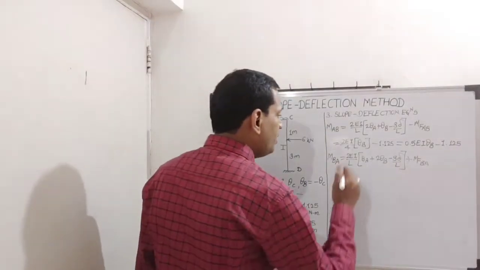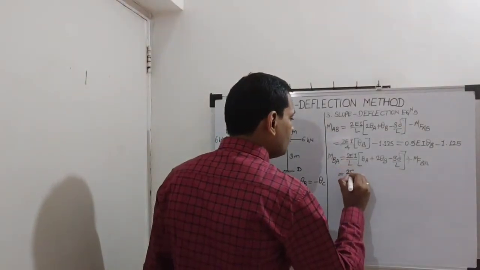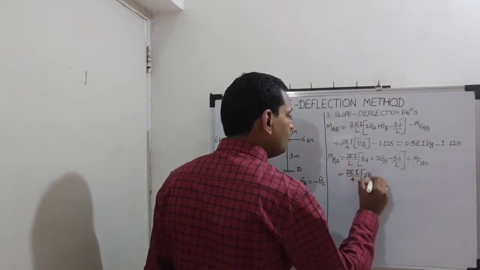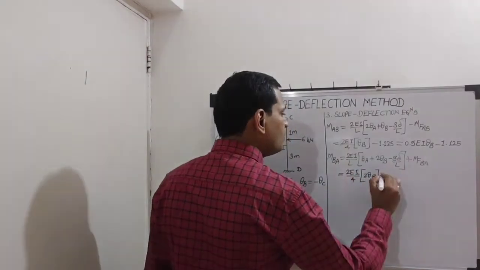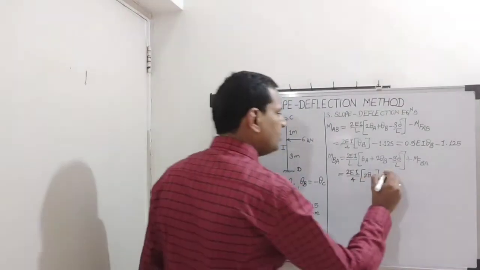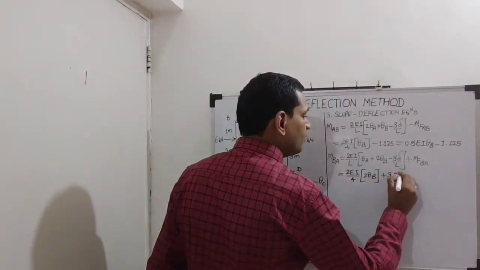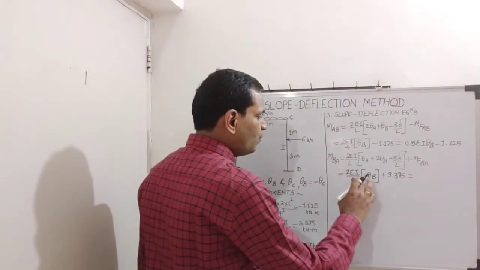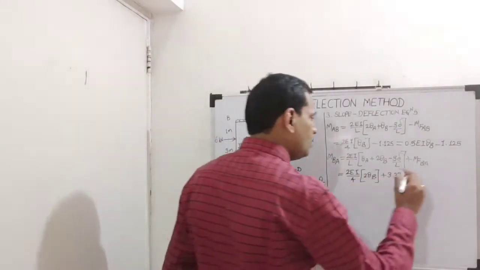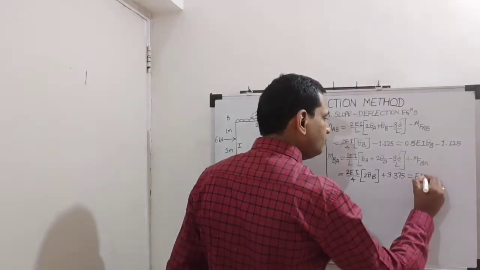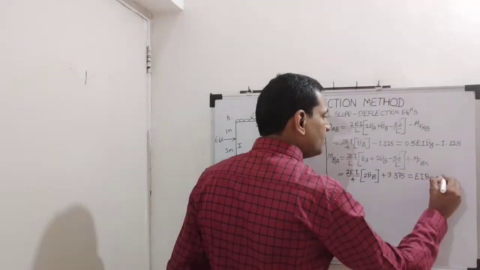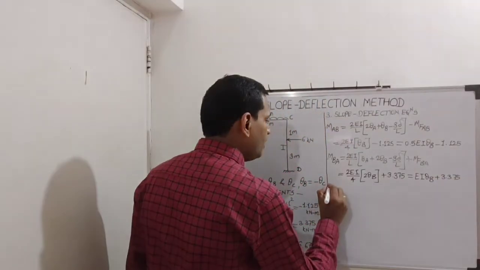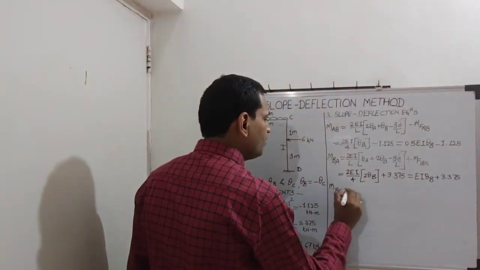So MBA is 2EI by 4 into bracket 2 theta B. Again theta A is 0. MFBA is 3.375. So how much is this? 2 into 2 is 4, 4 by 4 is 1. So EI theta B plus 3.375. Then MBC. What is MBC?